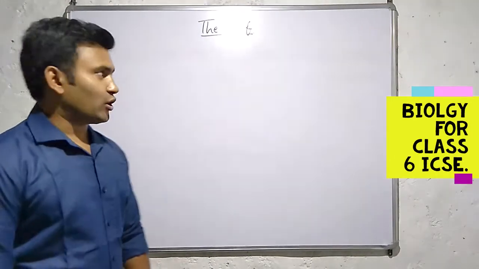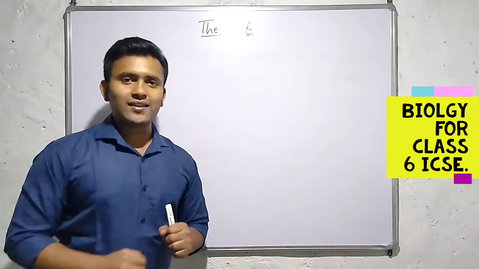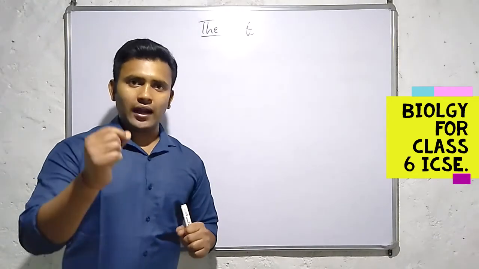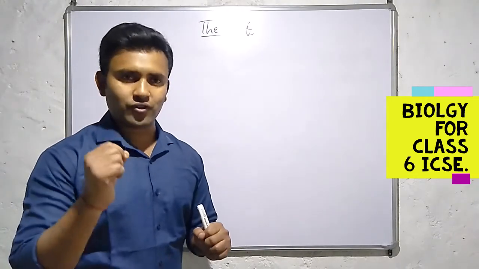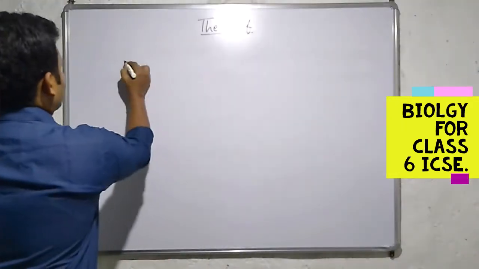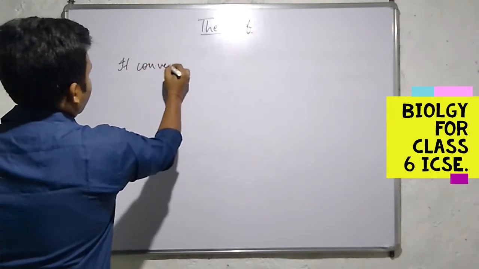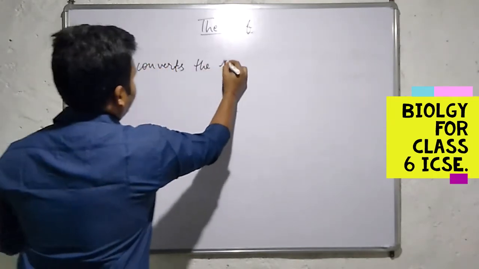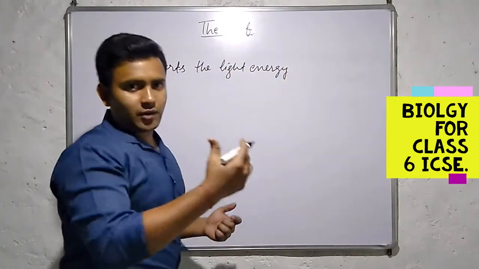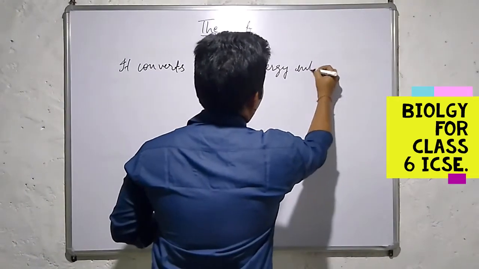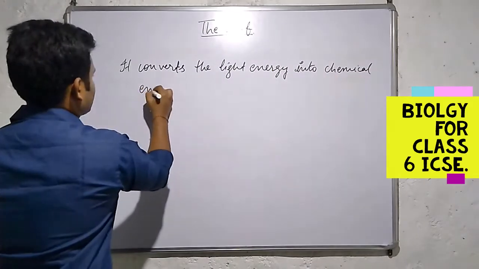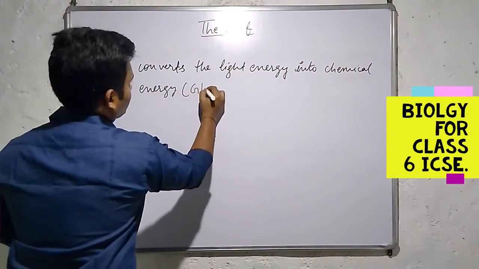So now we will discuss about the importance of chlorophyll. As I told you, chlorophyll is a green pigment which is present in the leaf, and it helps in a process called photosynthesis. So what it actually does in the leaf is it converts the light energy which comes from the sun into chemical energy, that is glucose.